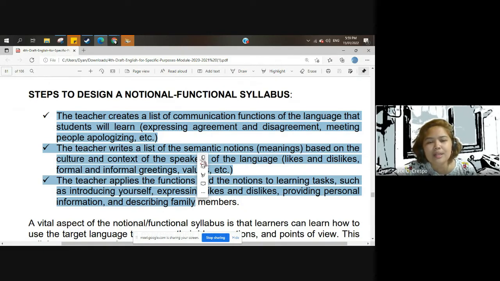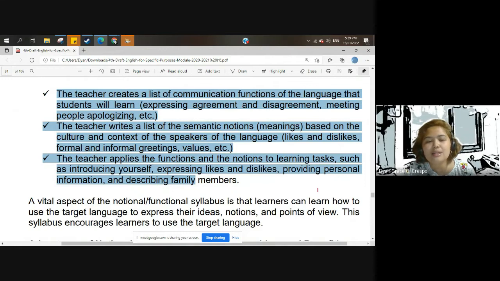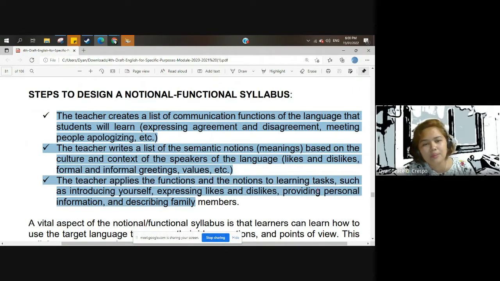The teacher writes a list of semantic notions or meanings based on the culture and context of the speakers of the language. So what are the likes and dislikes? Formal and informal greetings yon. The teacher applies the functions and the notions to learning tasks such as introducing yourself, expressing likes, providing personal information and describing the members. So sa first, ito lang siya, madali lang siya.